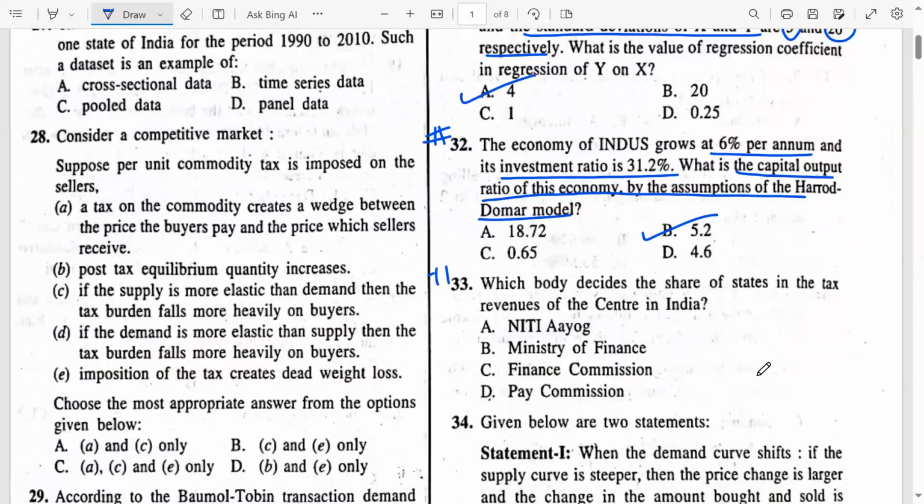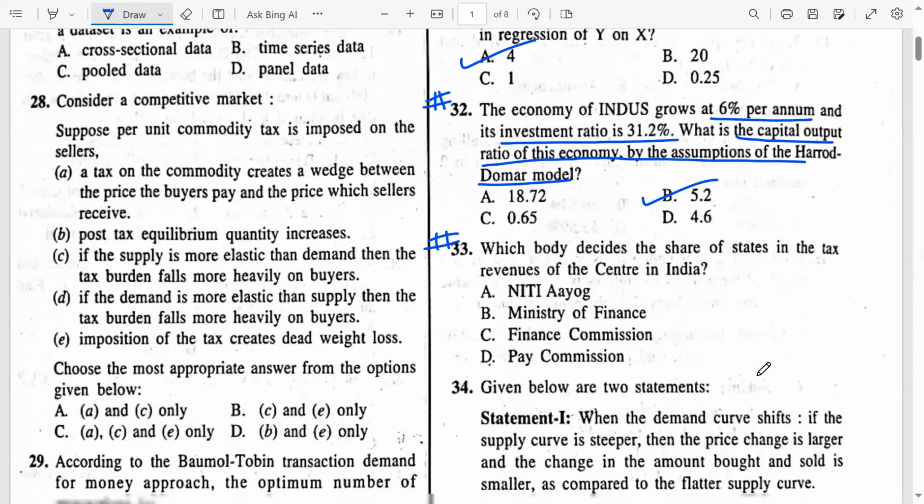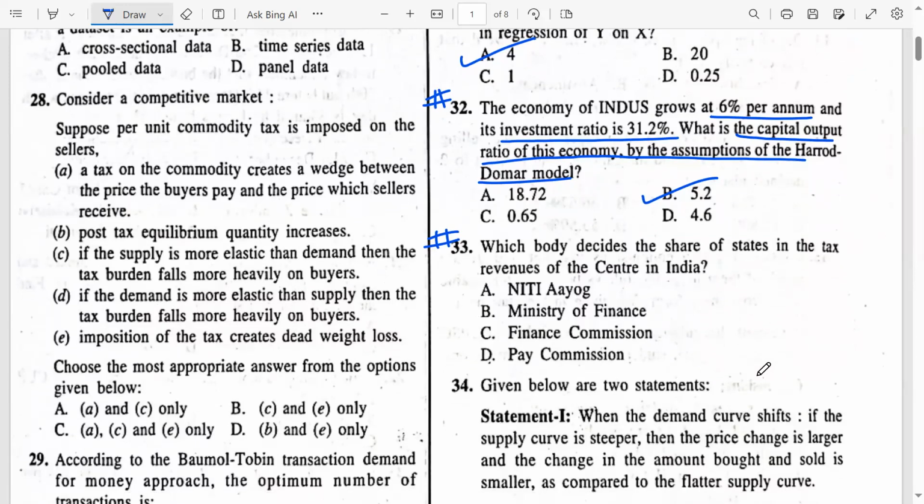Question number 33. This is very simple. Which body decides the share of states in the tax revenues of the center in India? Okay, so majorly to do with the tax, it's nothing but the Finance Commission. So we all know that in India, Finance Commission is that constitutional body which is going to determine the share of states in the tax revenues.